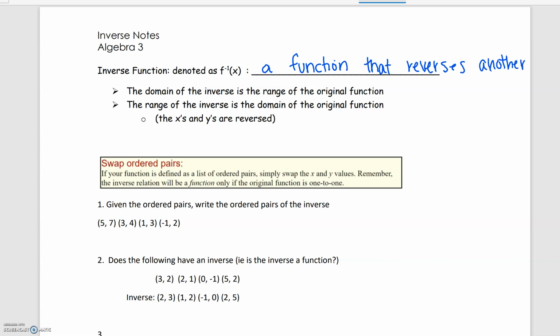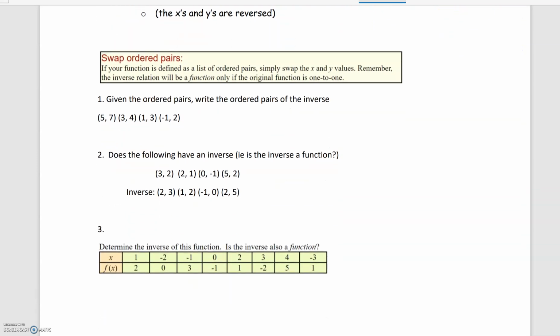So the domain of the inverse is the range of the original function. And the range of the inverse is the domain of the original function. So we're just switching basically our x and y's. They're reversed. So how does that look for our ordered pairs? We would have our 5 and 7 switch places, our 3 and 4 switch places, our 3 and 1, and then our 2 and -1. So that is the inverse of this ordered pair.